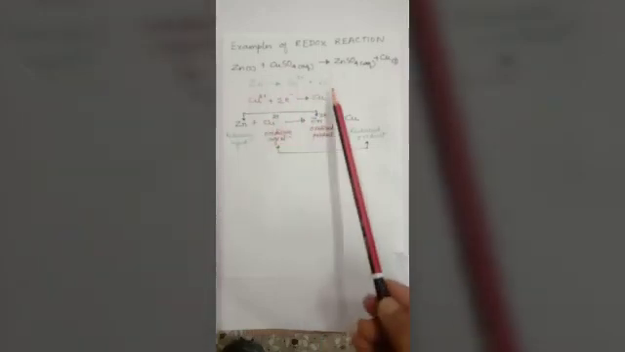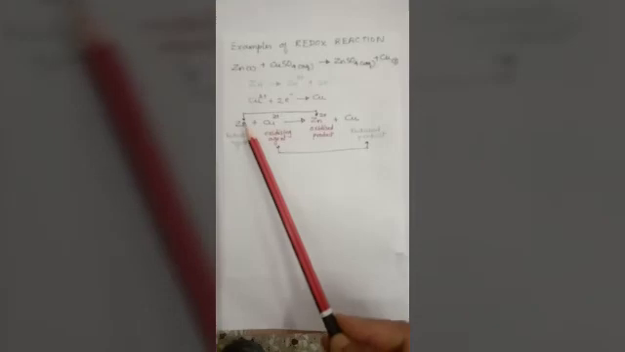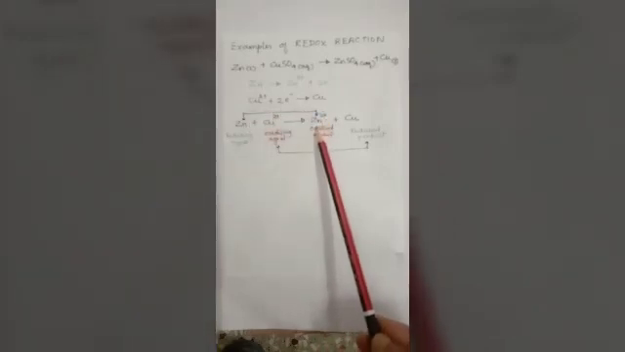So by charge you can see the change that is taking place. Zn changes to Zn2+, while Cu2+ is changing to Cu. Clear, students? So this is how you can even write down the reaction with the help of transfer of electrons. Now let us see in short what actually happens in oxidation reduction.